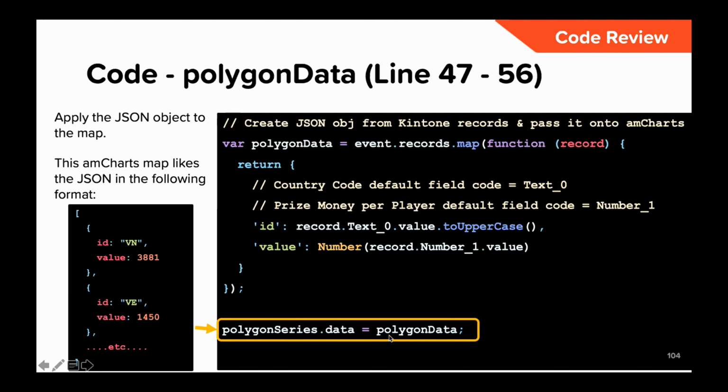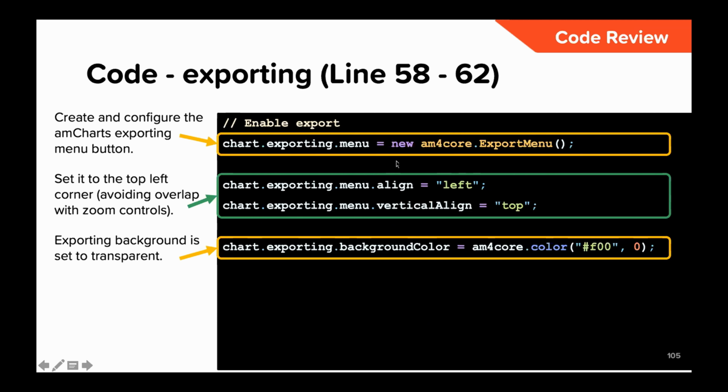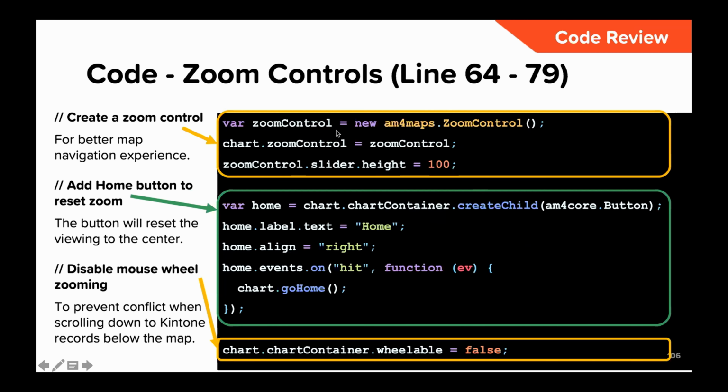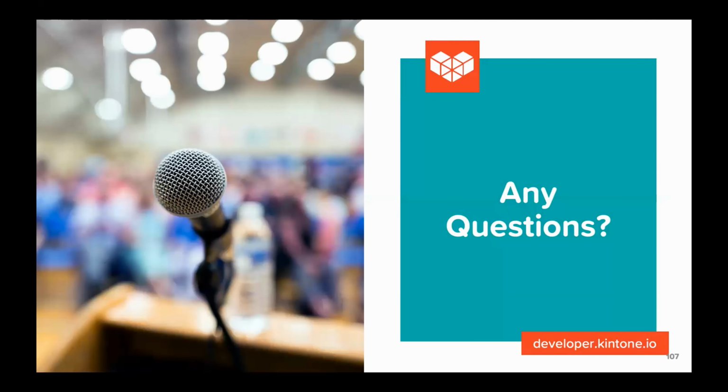And then after that, we take this polygon data and we push it into the polygon series so that amCharts knows this is the data to put in. There are some more settings we're configuring over here. We turned on something called an export menu. We've aligned it and moved it to a certain place, and we set up a background color. And then we also have controls to zoom in or zoom out of the map, to create a home button that centers, and then to disable mouse wheel zooming. So if you're scrolling with your mouse or trackpad, it's preventing a conflict with the Kintone records below. Okay, so that's a lot, and we'll park it here for questions.